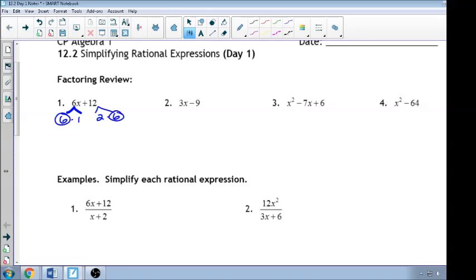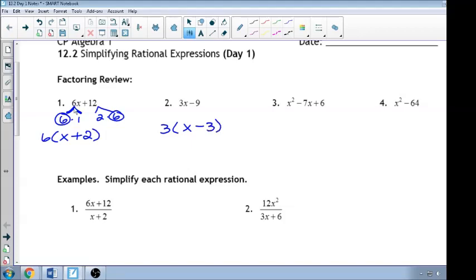They both have a 6, which means I can pull the 6 out of my original problem. Okay. Then I'll make a set of parentheses. I'm going to take 6x and divide by 6, which will just get me x. Then I'll take the positive 12 divided by 6, get me positive 2, and I would be done. Same thing for problem number 2. Problem number 2, I need to find the GCF between 3x and 9. Well, 3 and 9 are both divisible by 3. 3x divided by 3 is just x. Negative 9 divided by 3 is negative 3.